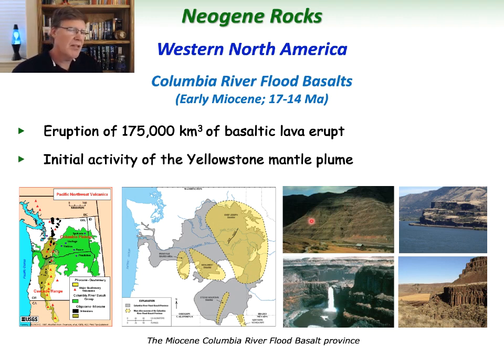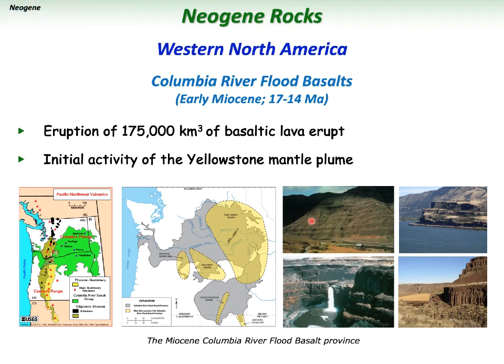This represents the initial activity of the Yellowstone mantle plume, the mantle plume that eventually formed Yellowstone where it is now. Columbia River flood basalts. There is no real extinction event related to this eruption.